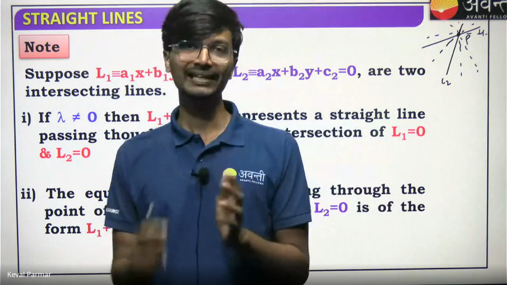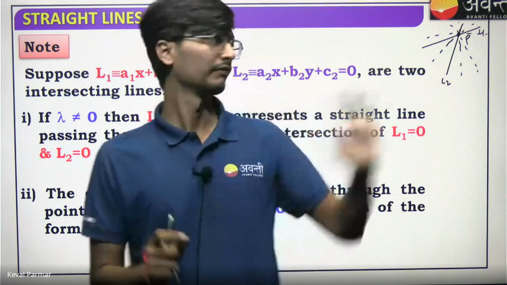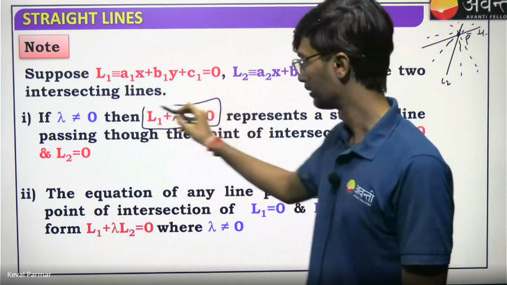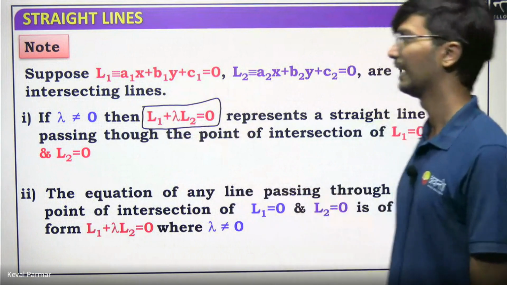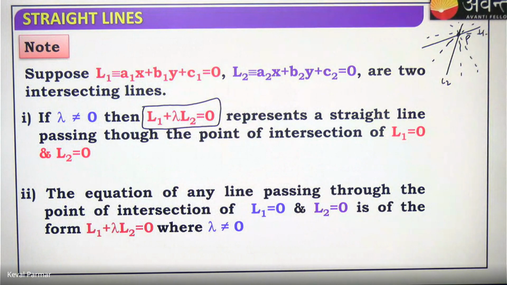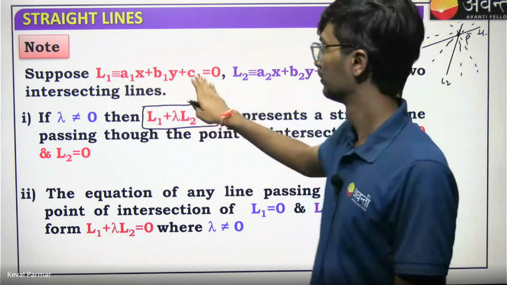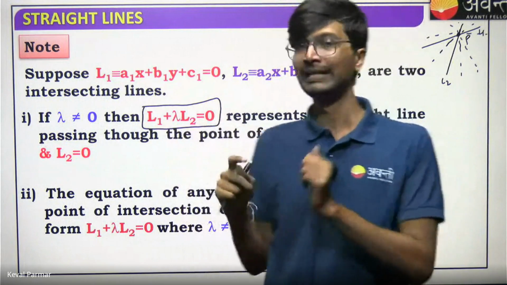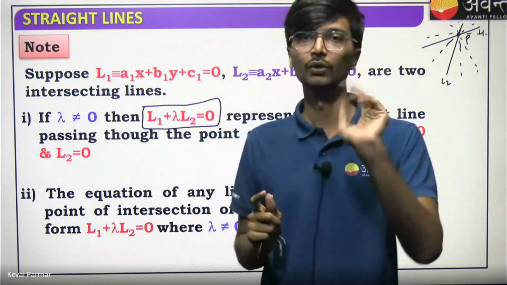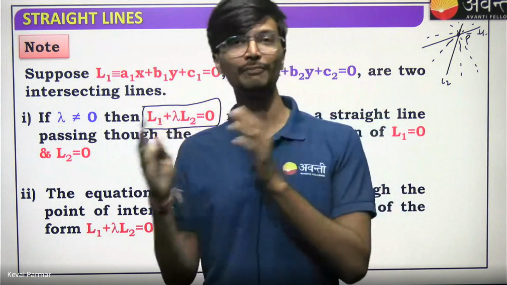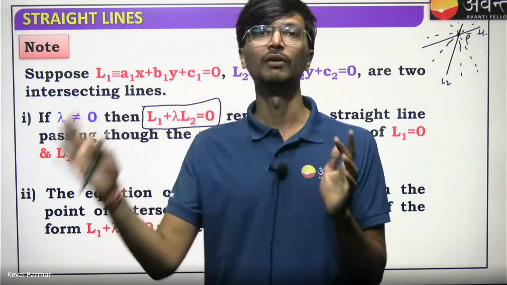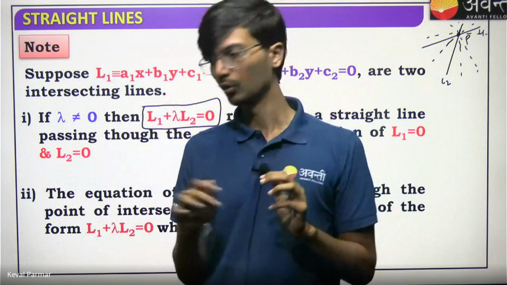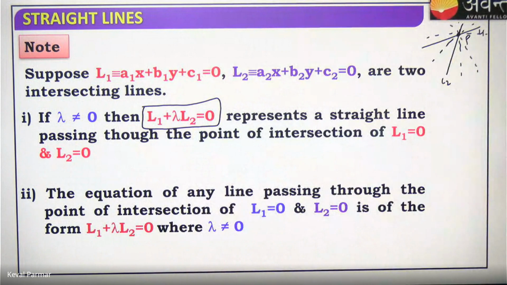If we want the equation of one line from this family, we can get it by the formula L1 + λL2 = 0, where L1 and L2 are the given lines. We just need to find one unknown, λ. As the rule of math says, the number of unknowns equals the number of conditions, so for finding λ we'll be given one condition in the question.